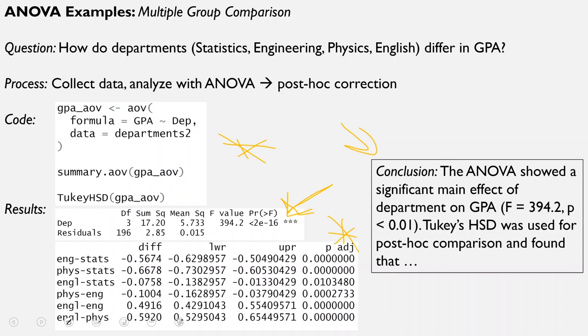In this case, if you just have groups and nothing else, use an ANOVA. The outcome is some continuous thing. Okay, so that's all good. That's all fine.